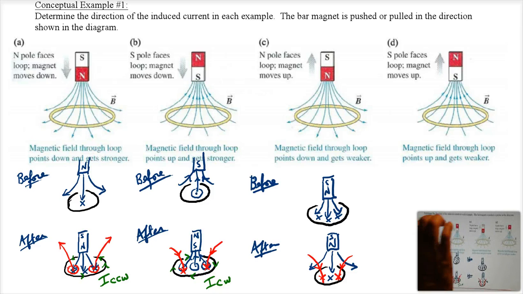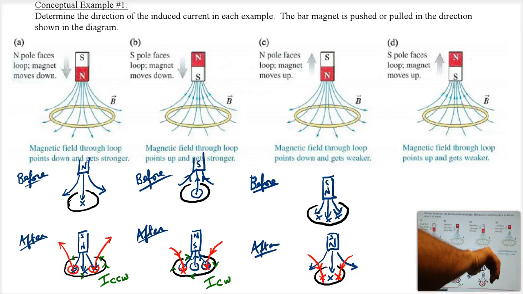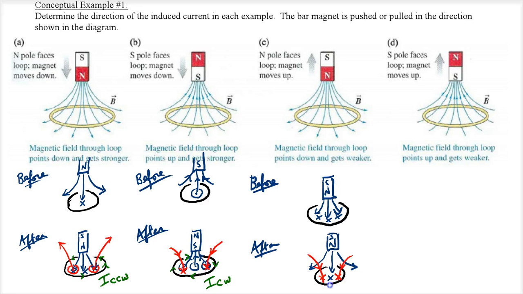So then now, using our right-hand rule, our thumb will be pointing into the screen, and so our fingers will curl in the clockwise direction. So there we go. I'll show my current in here going clockwise. So ICW for clockwise current.